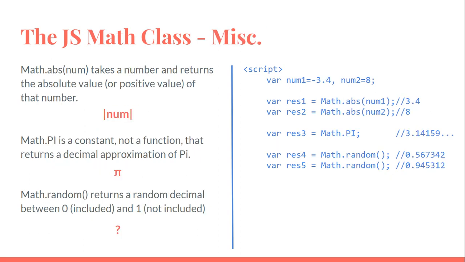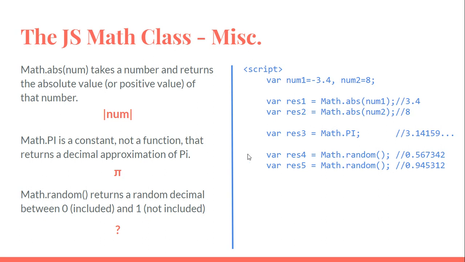A couple final things inside the Math class, miscellaneous uses. We have Math.abs, which takes a number and returns the absolute value, which is always the positive value. So Math.abs of negative 3.4 is positive 3.4, and Math.abs of 8 is 8. Math.PI is useful. It's a constant, not a function, and it returns a decimal approximation of pi. We don't have to type in 3.14. We can use Math.PI, and that gives us a much longer version of the decimal.